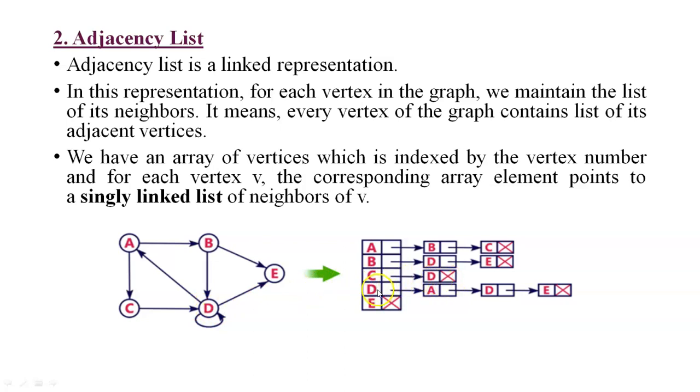The next one, vertex D. Vertex D has a self edge, and it can go to A as well as to E. So three vertices can be visited from D directly. That is A, D, E. So from D, A has been connected, and then D, and then E. From E, no direct connection is present to any vertices. So the next of the header will be null. This is how the adjacency list representation will be done using the linked list format.